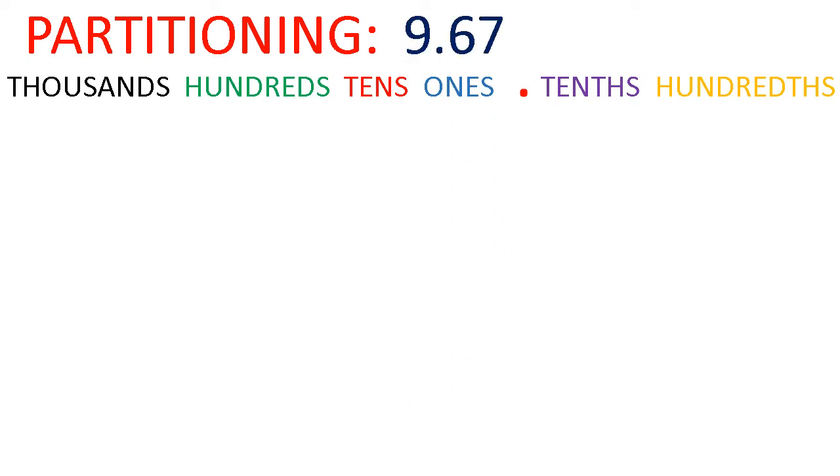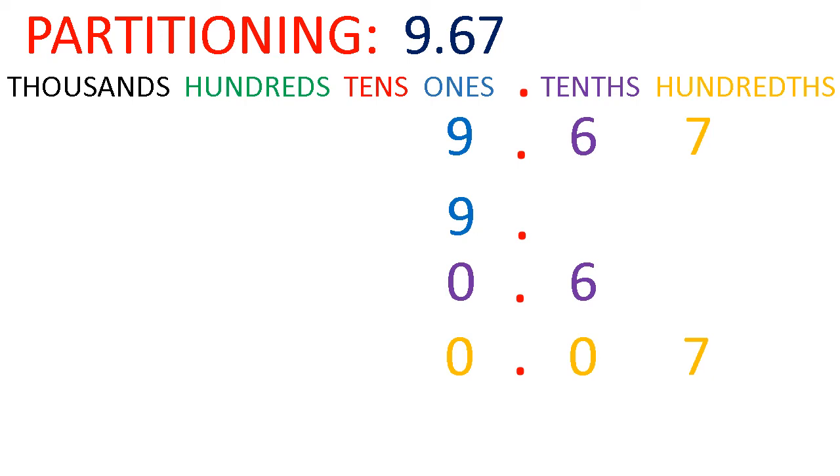Here we have 9.67. 9 in the ones, 6 in the tenths, 7 in the hundredths. The value of the 9 is 9. The value of the 6 is 0.6. The value of the 7 is 0.07. 9 plus 0.6 plus 0.07 is 9.67.